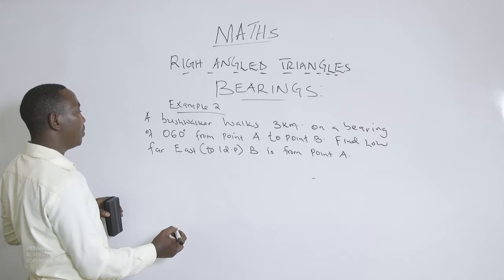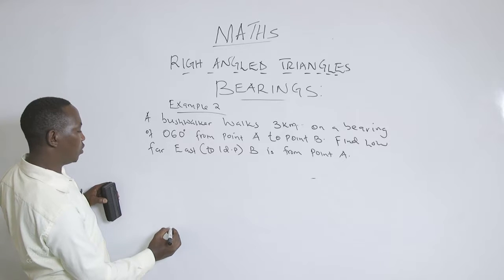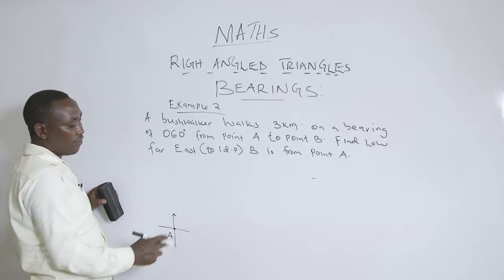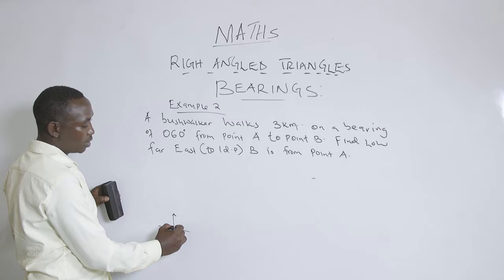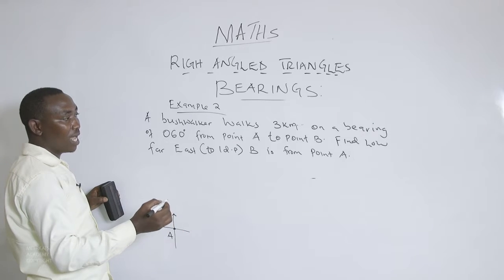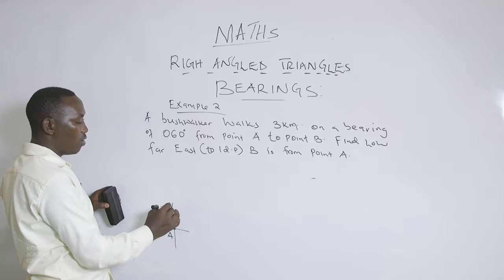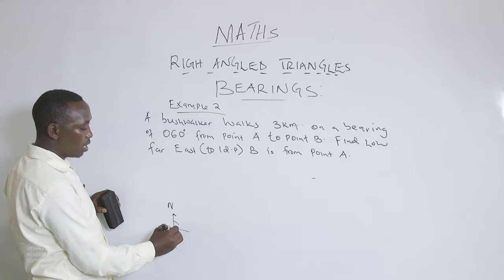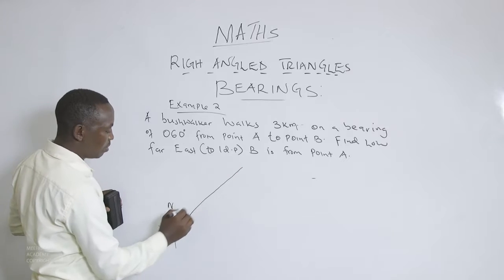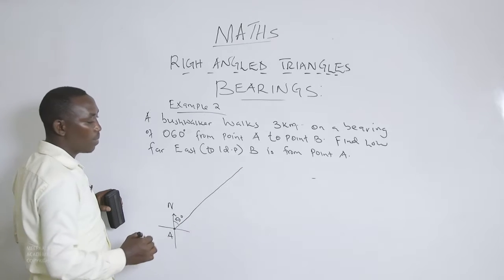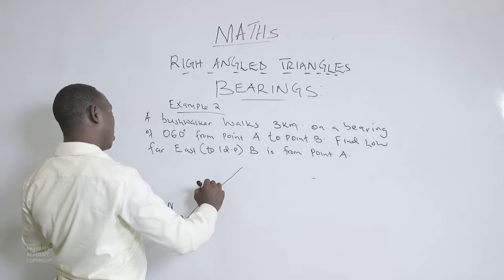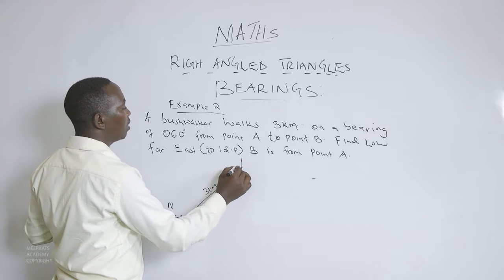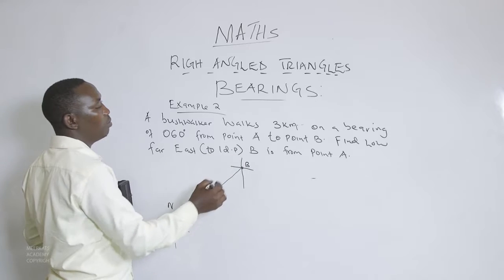So we want to find how far east. We have been told that there's a bushwalker who starts walking from some point A. So that is the point A. We said you must have the northern pole. We have been told that he walks at an angle of 60 degrees from the north. We said that all angles are measured from the north. So 060 can be here. He walks for a total distance of 3 kilometers to another point B.